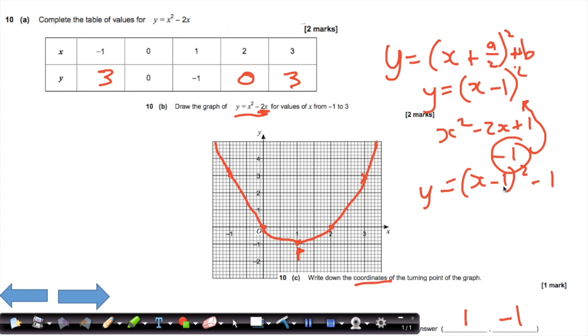So the coordinates here, remember it's going to be the positive, whatever would make this bracket equal to 0, and that would be 1. So x has got to be 1, and the y value would be the number that you have as b in your complete the square form.